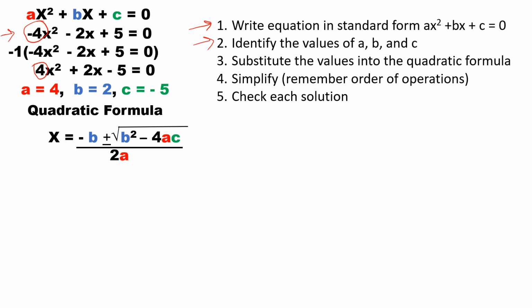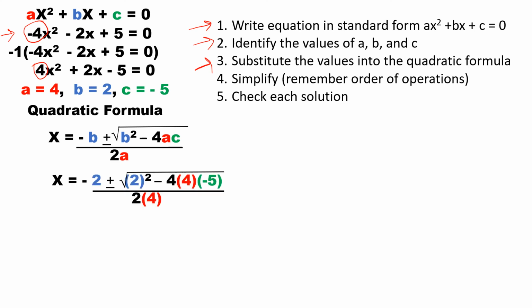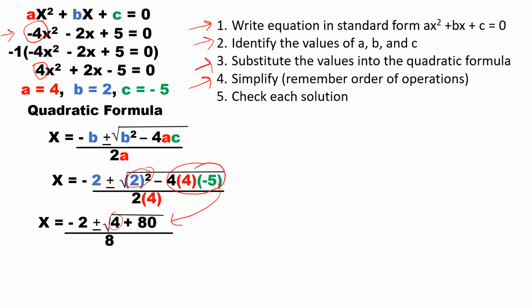If you didn't start with the same a, b, and c values that I have, then you probably got a wrong answer. So that's just real key. Now we're going to substitute those values into the quadratic equation, and then we're going to simplify using the order of operations. So 2 squared here gives me 4, and then this -4 times 4 times -5 gives me 80, and of course 2 times 4 in the denominator gives me 8. But 4 plus 80 also simplifies to 84.